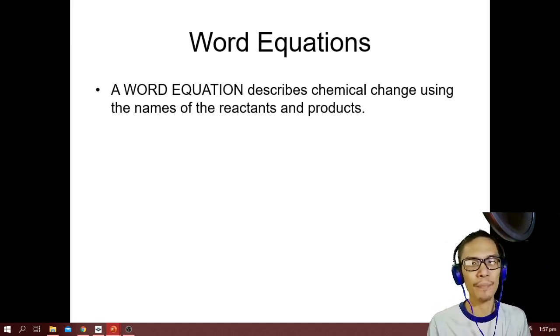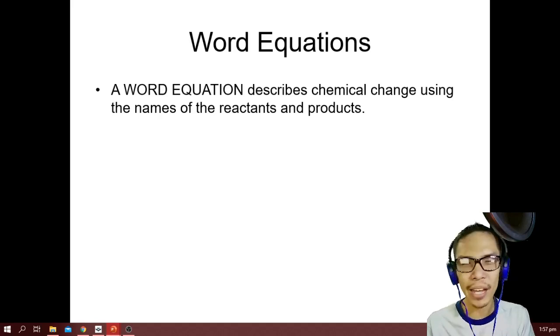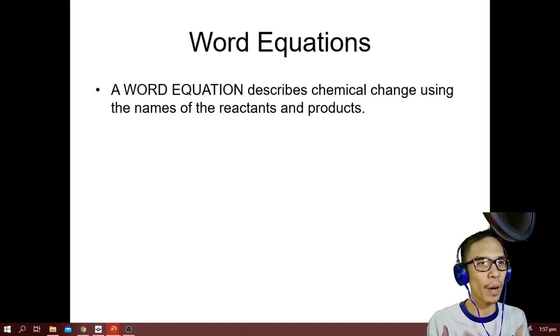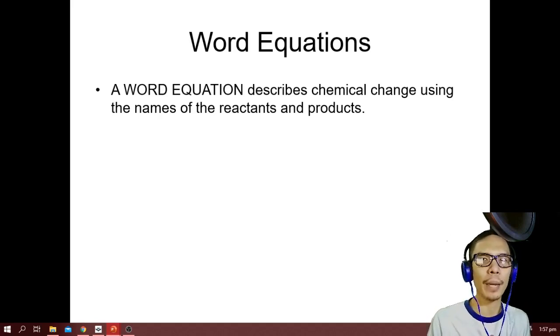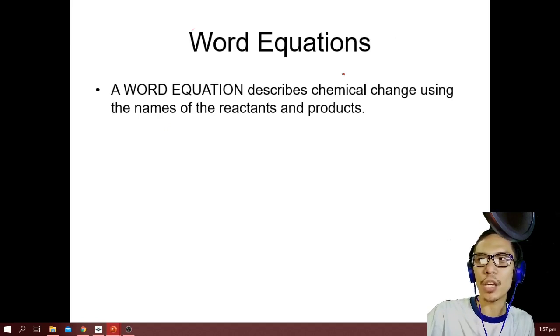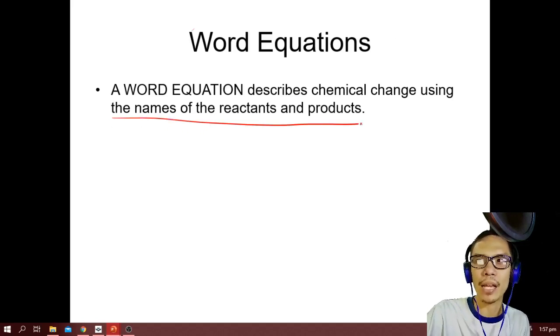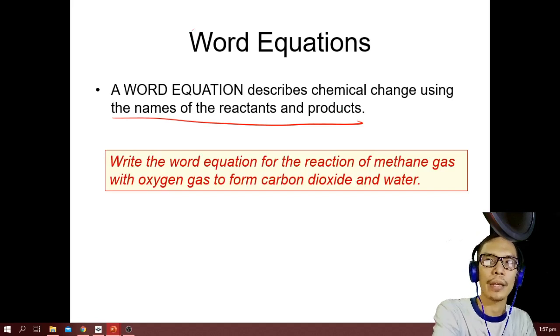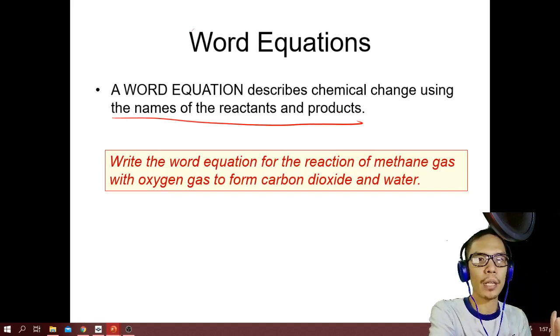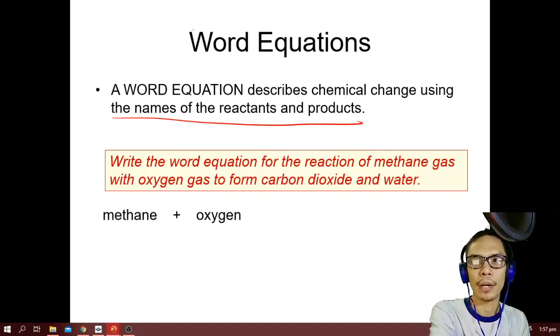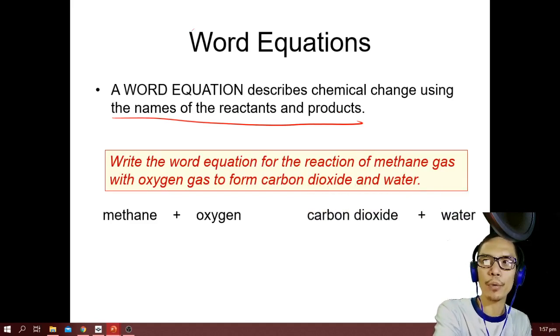Just like in math, there's what they call your algebra, so twice the x, twice the y, thrice the x, thrice the y, something like that. Now, in chemistry, the chemical equation is also translated to a word equation. It describes the chemical change using the names of the reactants and products, respectively. So let's have a sample problem here.